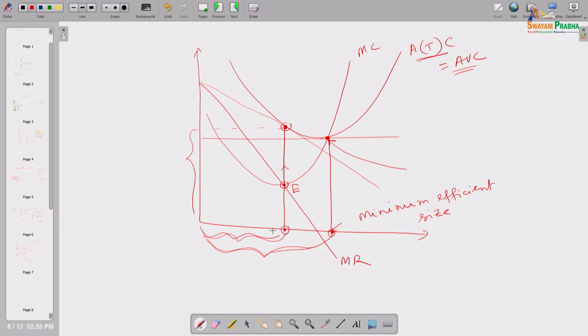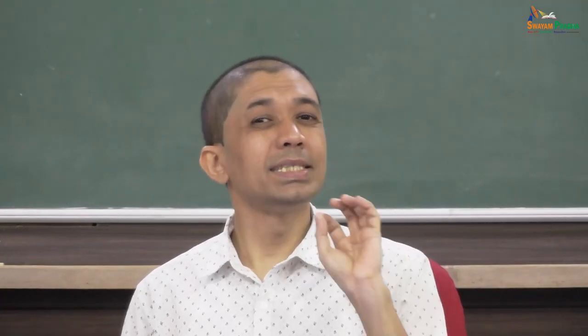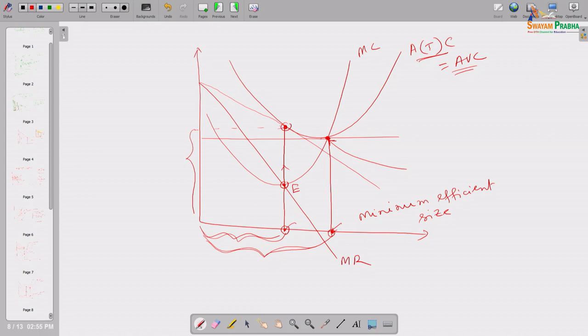So in the competitive market, a producer in the long run will get zero profit and will operate at the minimum efficient point. In a monopolistically competitive market, in the long run, the producer will get zero profit, but will produce at lower than the minimum efficient size. He is producing only until this much output. That is why this is called excess capacity.